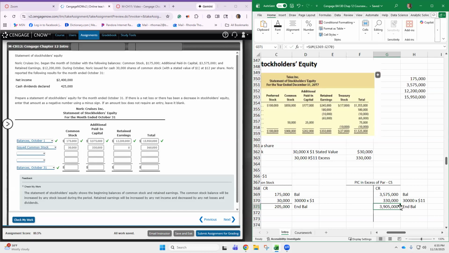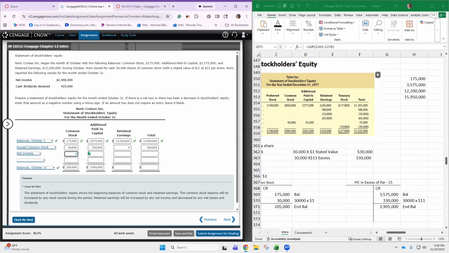330,000. So now we have an ending balance there. Okay, so I'm going to put the ending balances down below here because net income and dividends will not mess with the first two columns. So 3,905,000. All right, so our net income. Okay, let's show our net income.